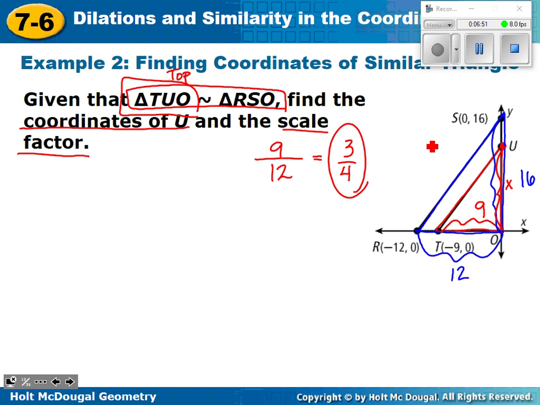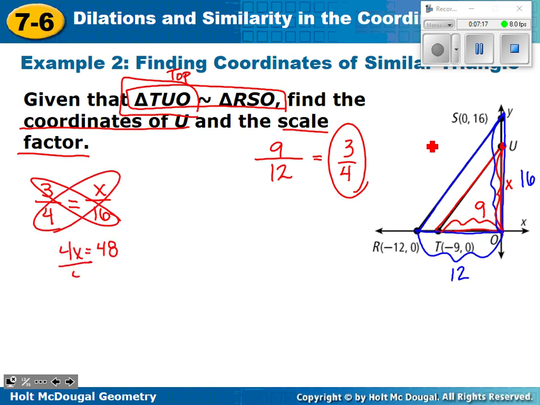Then you can write a proportion. 3 to 4 should be the same as what to what? X to 16. And then you're just going to solve. What would we do to solve? You can cross multiply or multiply both sides by 16. If you cross multiply, you get 4x equals 48, then divide by 4 and you get 12. Or multiply both sides by 16 and you still get 12.